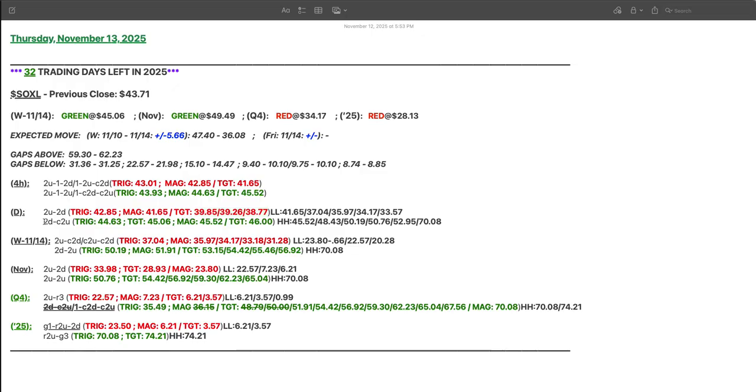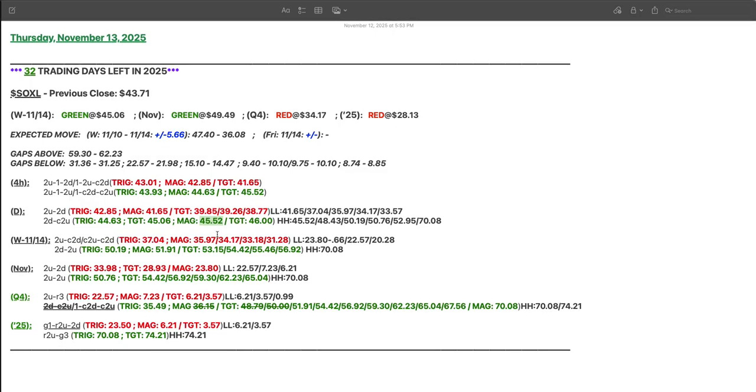All right, now if we go to the upside, we're getting a two down combo two up, triggering at 44.63 with the magnitude of 45.06, which again is not a whole lot of magnitude, but it triggers another two down combo two up with the magnitude of 45.52, giving you a little bit more magnitude there. But once we breach 45.52, our first target will be the round number of 46 flat.